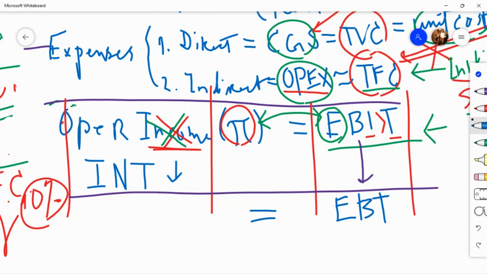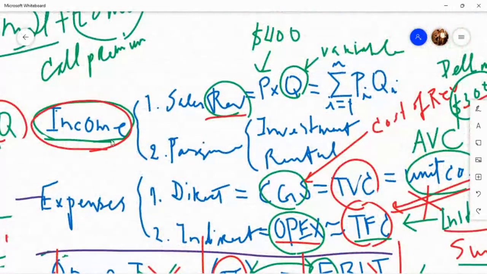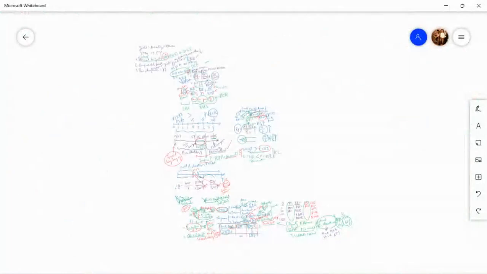The interest? No, interest was already paid. Aren't you looking at this? If you are looking at the screen, interest is already accounted for. That's not equal to interest. That's the result. EBT is the result of paying interest already. But that should be gross income. No, how can it be gross income? How many times have I told you? This is gross income.